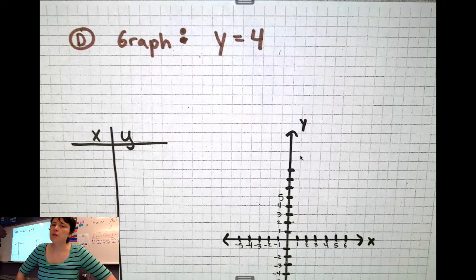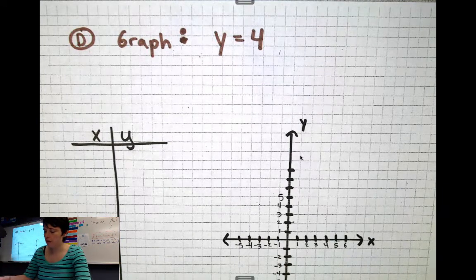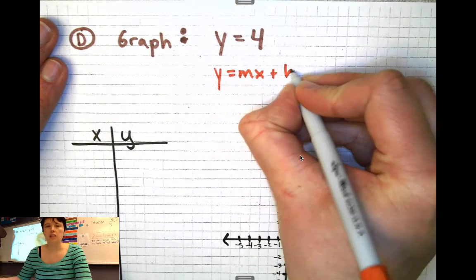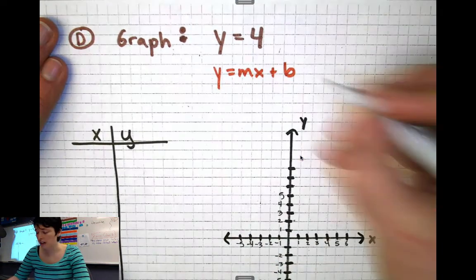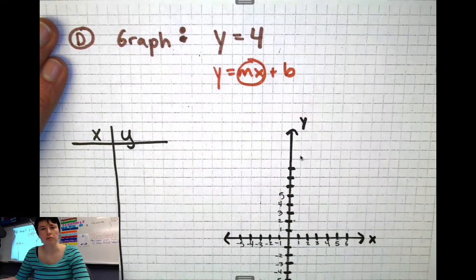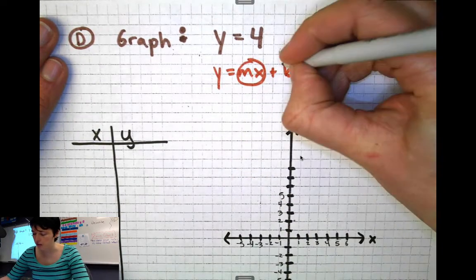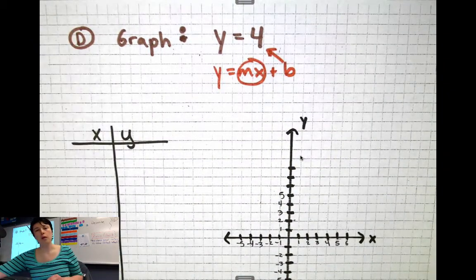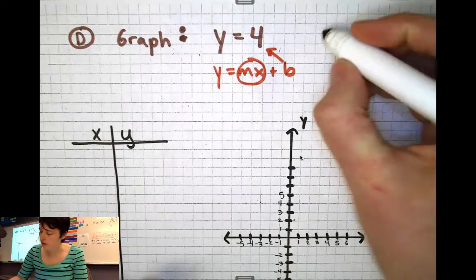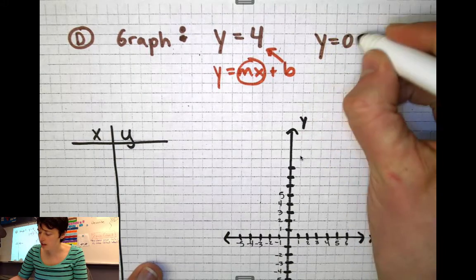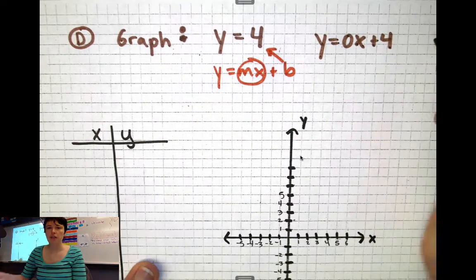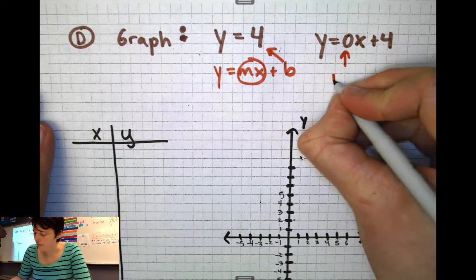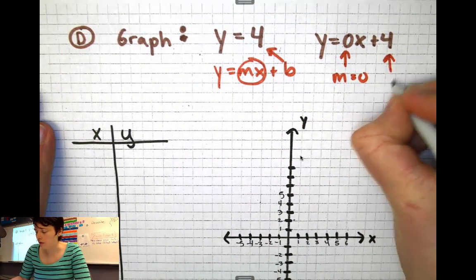Okay, so y equals 4 is one of those that confuses people a lot, because I'm looking for y equals mx plus b, and this time what's missing is the x. I don't see mx in this problem. I see b is equal to 4, but I don't see mx. So I would rewrite this equation as y equals 0x plus 4. There is no x in this problem, meaning my growth number, my m, is equal to 0, but my y-intercept is equal to 4.